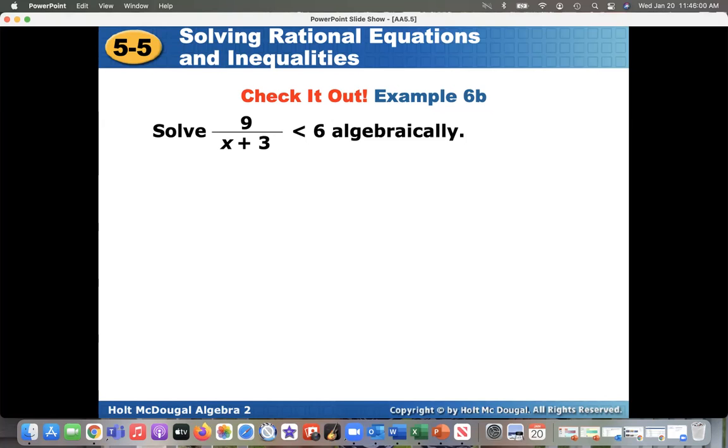So you're looking for where things are shaded, right? And maybe putting in what it would look like on a number line might help. I don't know.